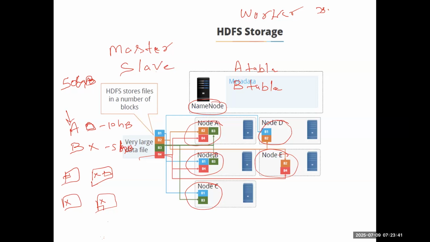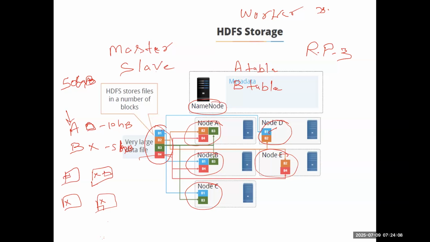See here, in this example we have a very large file. We divided it into B1, B2, B3, B4. B1 is stored here. The replication factor here is 3. In Hadoop, the replication factor is 3 by default, which means you will keep 3 copies of the data, so that if something happens to one copy, you still have the other 2 copies stored.